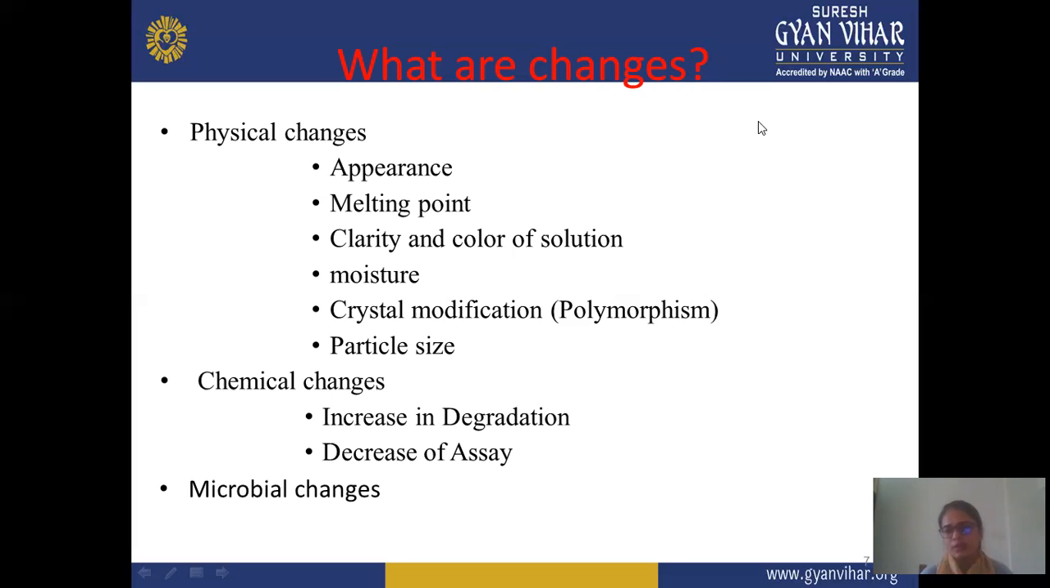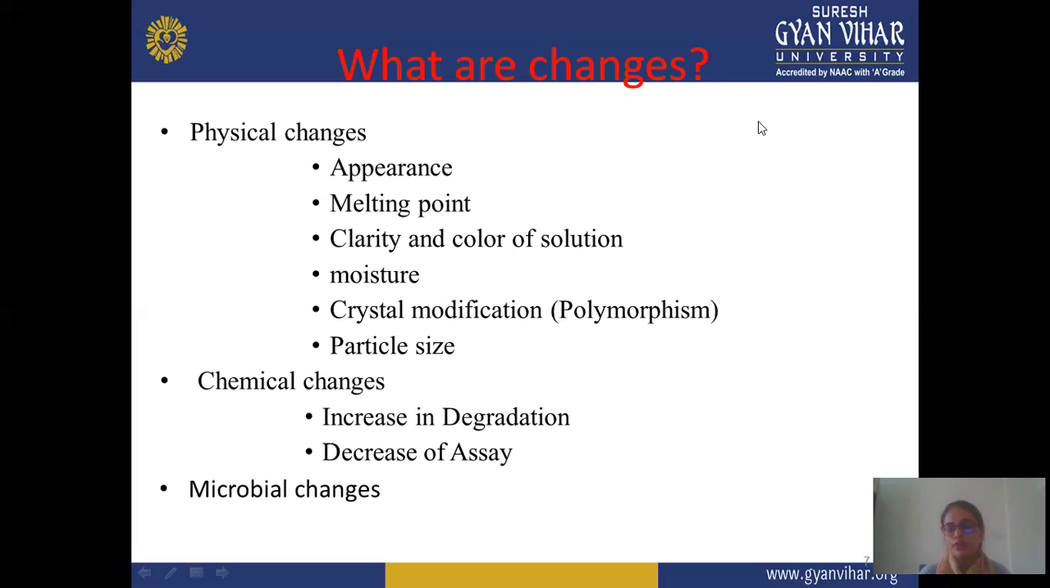Suppose your tablet has more moisture, then it can easily degrade or show certain bacterial growth. If it does not have sufficient moisture, then it can show more hardness, or maybe show a dry tablet that does not disintegrate or absorb the particular amount of the tablet.